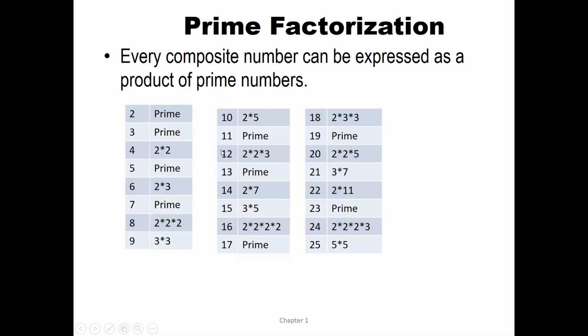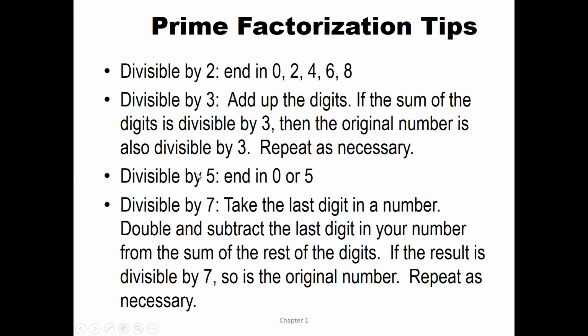Okay, so let's go down here. If it is any number that ends in 0 or 5, 10, 15, 20, 25, they're all divisible by 5. 7 is a little more complicated. It's the last of the single-digit prime numbers. If we take the last digit in our number, double it, and subtract it from the rest of the digits, if the result is divisible by 7, so is the original number.